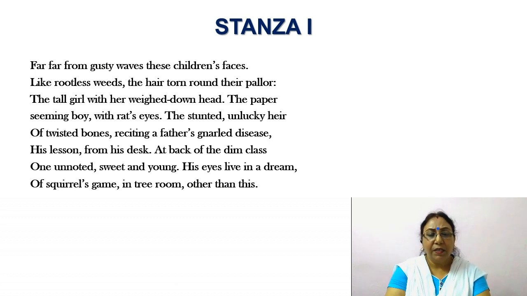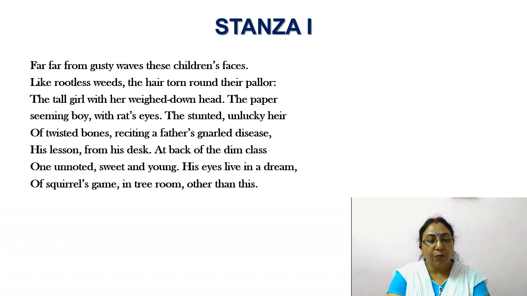At the back of the dim class, here the class is said to be dim because it lacks enough light. So, at the back of the dim class, one unnoted, sweet and young, one boy who is unnoticed, he is sweet and young. He is said to be sweet and young because he is different from the other students of this gloomy class.